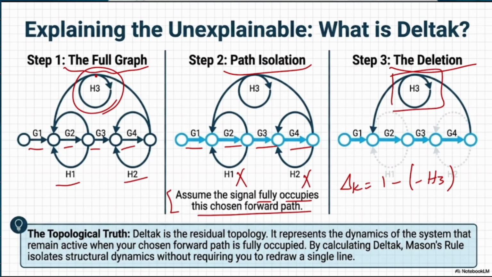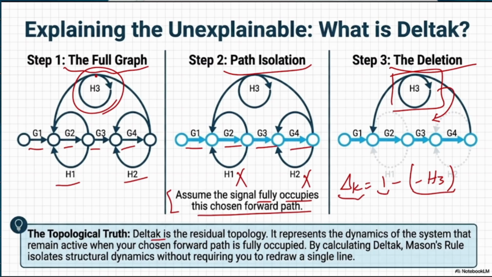Since this one doesn't have anything to do with my forward path, my delta K is not going to be 1. My delta K is going to be 1 subtracted by negative H3, which is my feedback loop, or which is going to be completely out of the scope. So what is the truth over here?